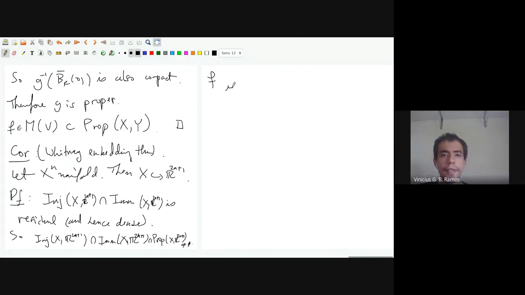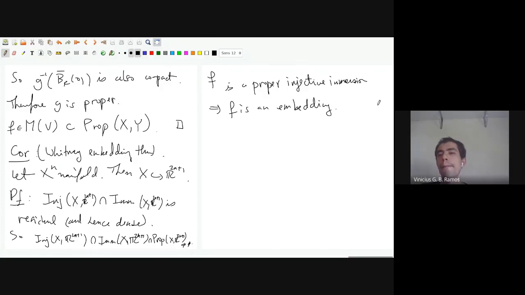If F is a proper injective immersion, we already saw this at the very beginning of the course, then F is an embedding. Okay. Any questions about this?